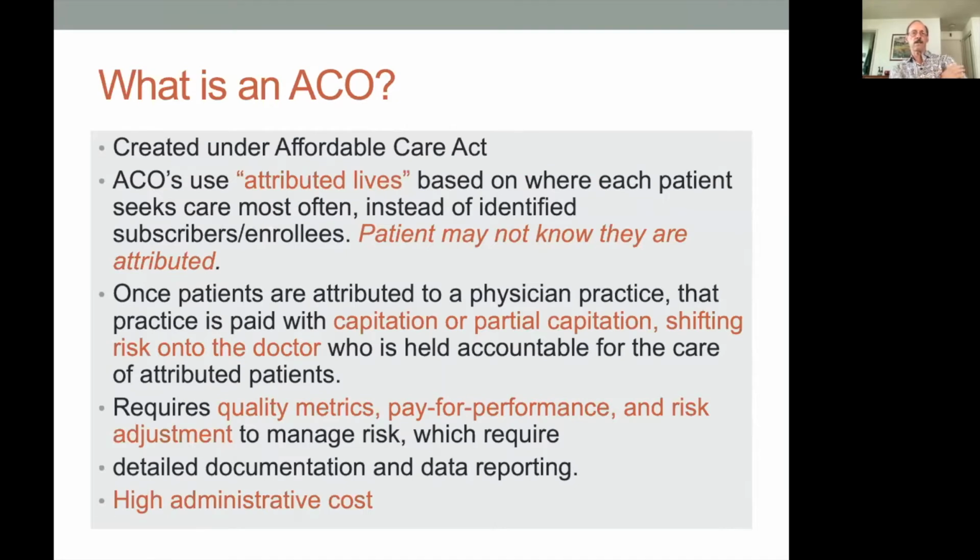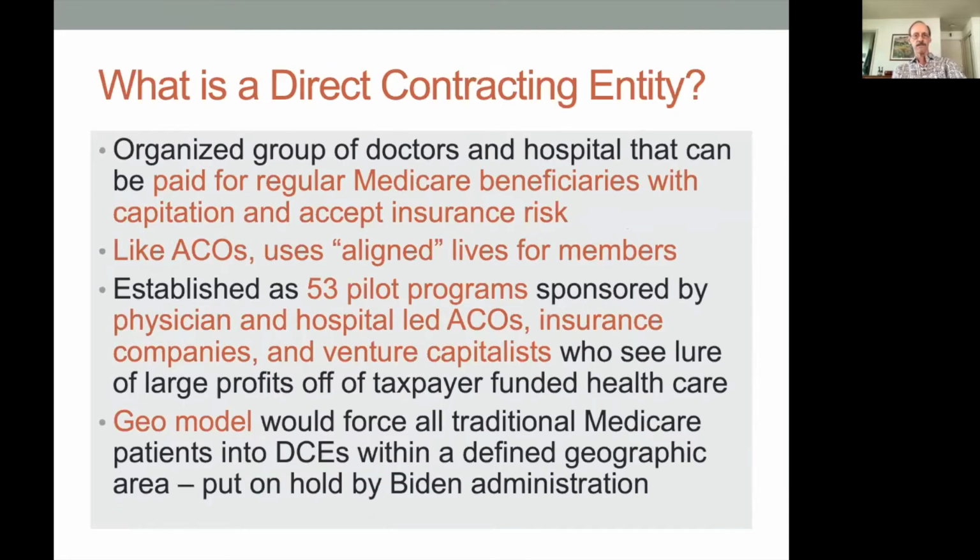An ACO is created under the Affordable Care Act, and it's like an HMO, except the patients don't sign up for it and don't know they're in it, but they get attributed based on where they seek care. So whatever primary care doctor they see the most gets paid the capitation rate, and they don't even know they're in an ACO. And once they're attributed, then the payer can pay with capitation or partial capitation and shift risk onto the doctor. And this requires quality metrics and pay for performance and risk adjustment. And that requires detailed documentation and data reporting and carries high administrative costs.